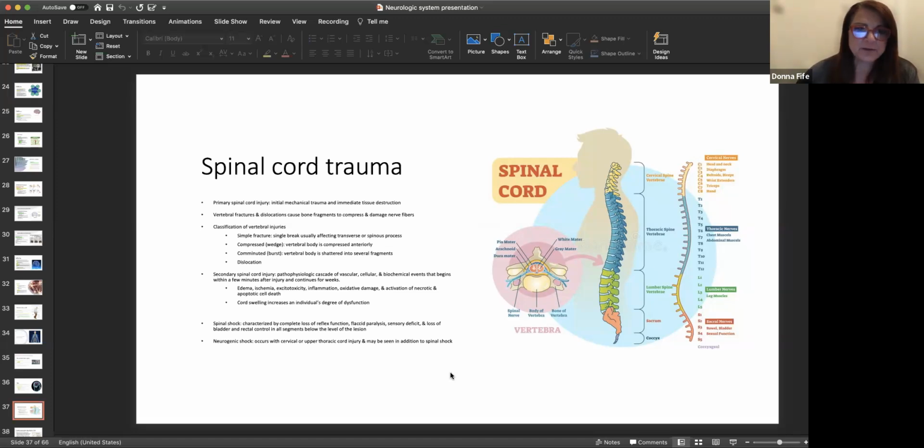Spinal shock is characterized by complete loss of reflex function, flaccid paralysis, sensory deficit, and loss of bladder and rectal control in all segments below the level of the injury. Neurogenic shock occurs with cervical and upper thoracic cord injury and may be seen in addition to spinal shock.